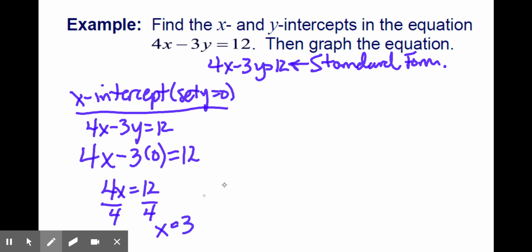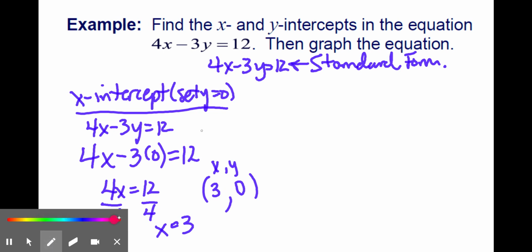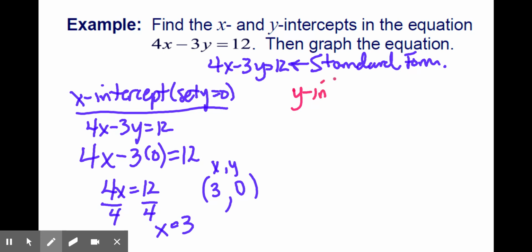So what do we have? We have an x-intercept. X is 3. The y coordinate is 0. Okay, 3, 0. All right, let's go for the y-intercept now. Let's try the y-intercept.